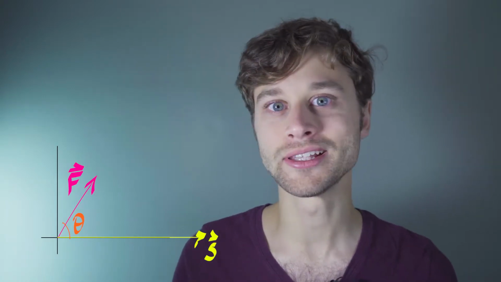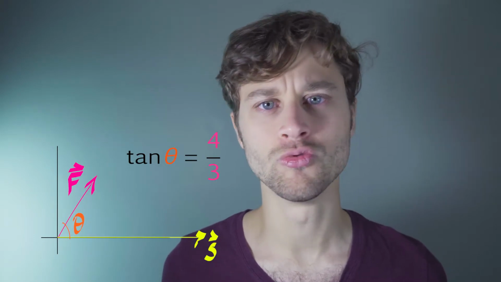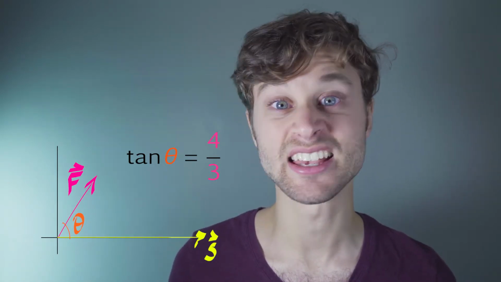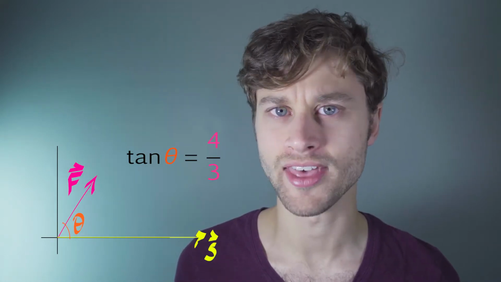Now this one is pretty straightforward. My vector S only lies along the x-axis, and therefore the angle between them is simply the angle between F and the x-axis. Using some right triangle trigonometry, I'm going to find that the tangent of theta is equal to 4/3. And now I actually don't really need to find what the angle explicitly is. As long as I have the tangent of the angle, I can find the cosine of that angle.